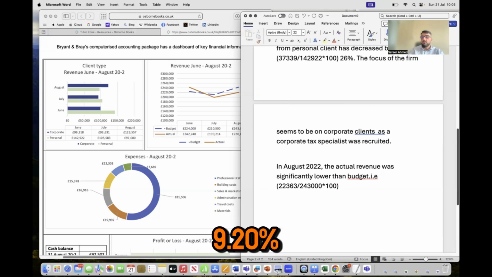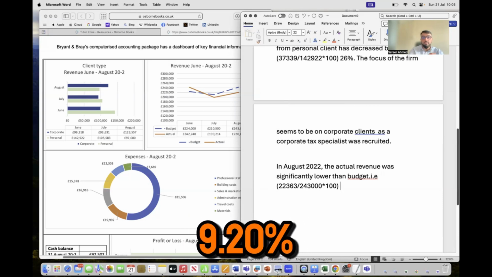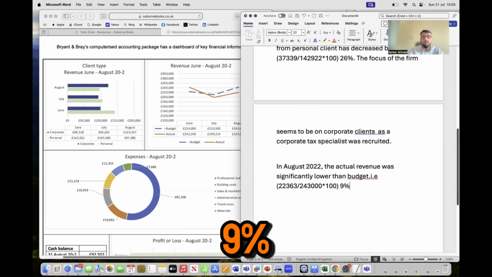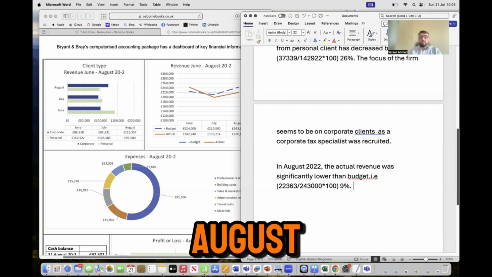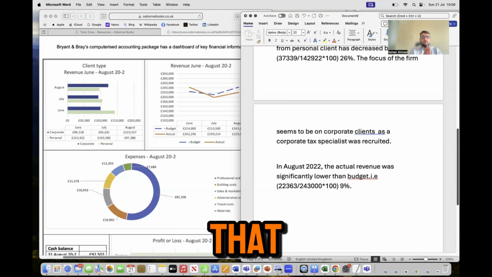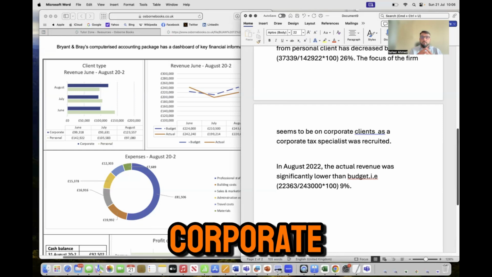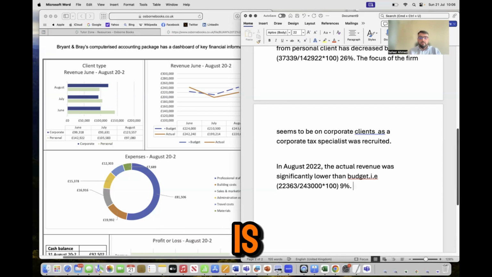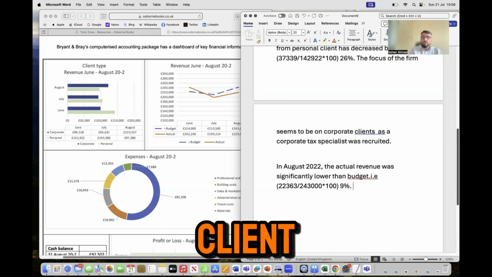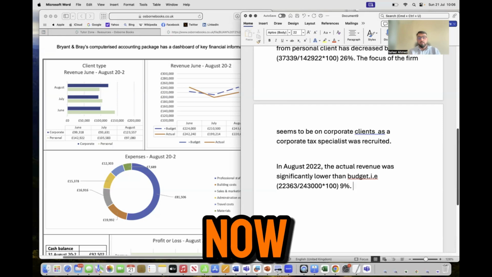So you can see it's 9.20%. So nearly 9%, which is of course a significant amount. Now, if you look at the breakdown of the revenue in the month of August, you can clearly see that the revenue from corporate clients is way more than the personal clients. So you can see that shift as well now.